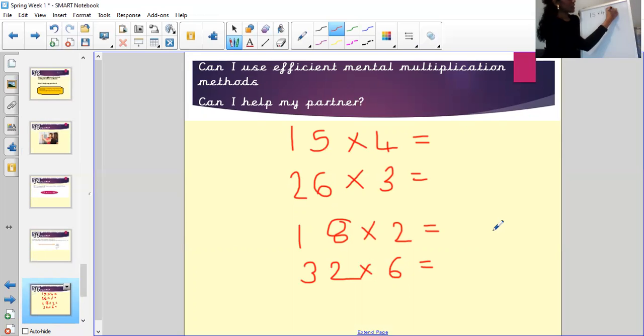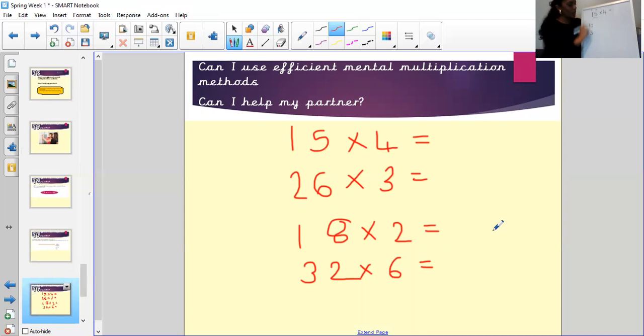So 15 times by 4, I would first look at this number here, and I want to find out how many 10s and how many 1s are in this number 15. So let's say the number together, 15. Okay, so if I split it into 10s and 1s, I've got 1 10, so that's 10, and I've got 5 1s, and that makes the number 15. So in order to work this out, I've split it up.